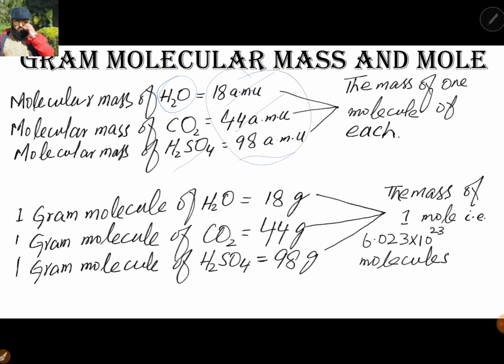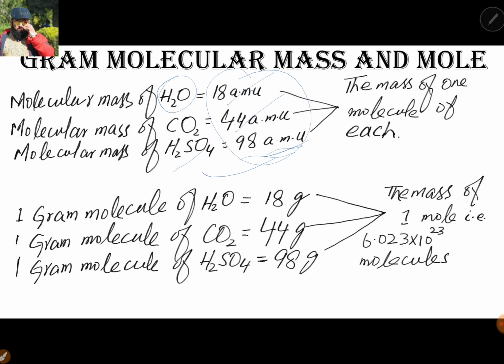Now, these are different masses of different substances, but all these masses represent one molecule. These masses represent one molecule of each of these substances. For example, 18 AMU H2O means only one molecule of water. Similarly, 44 AMU carbon dioxide means one molecule of carbon dioxide, and 98 AMU sulfuric acid. When you take 98 AMU sulfuric acid, this is a unit of mass, you take one molecule of that substance.